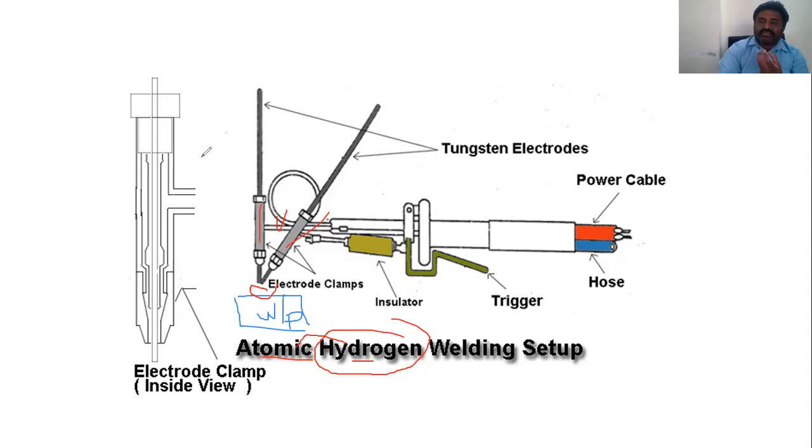Here the atomic hydrogen welding uses an AC supply. The AC supply will be 15 to 50 ampere that we can use here, and the tungsten electrode diameter is 1 mm to 2.5 mm here, and the voltage we are maintaining is 50 to 75 volts.